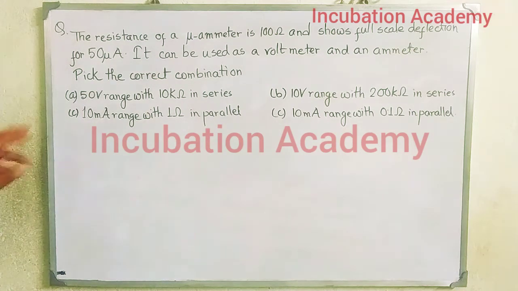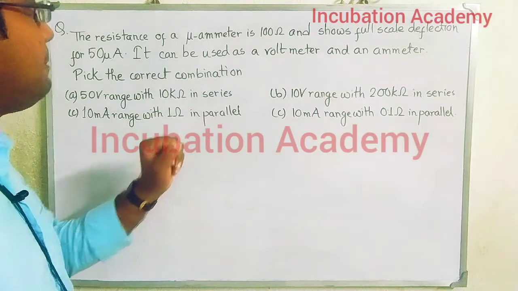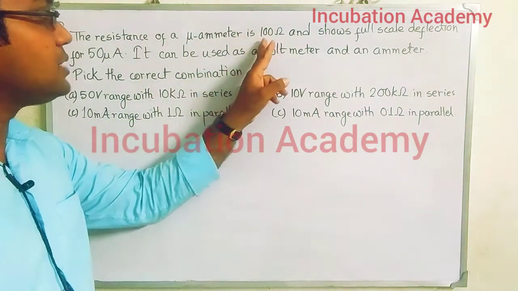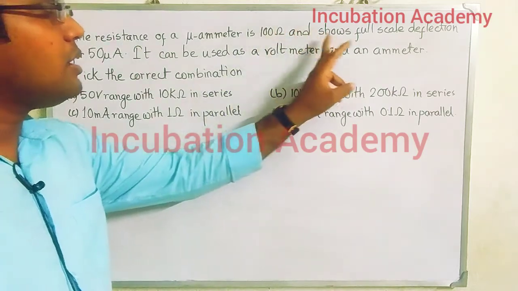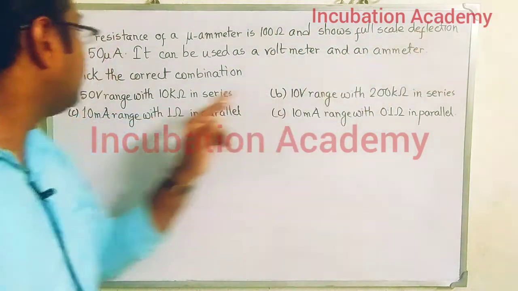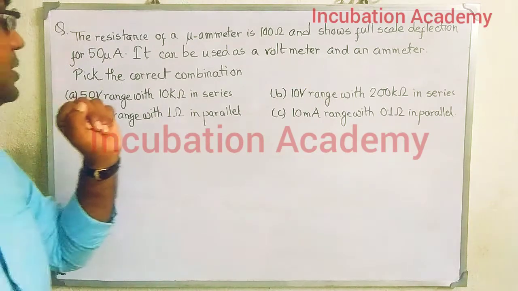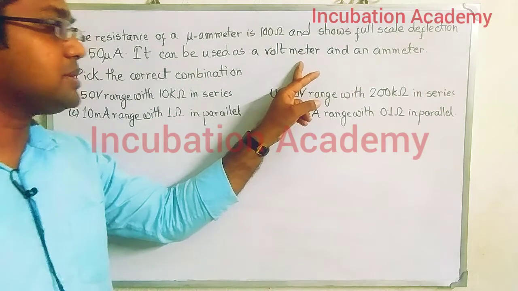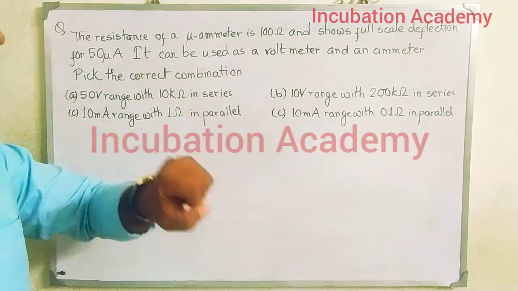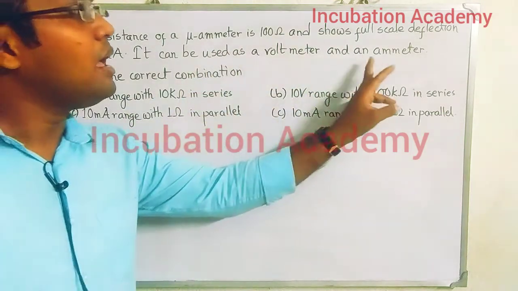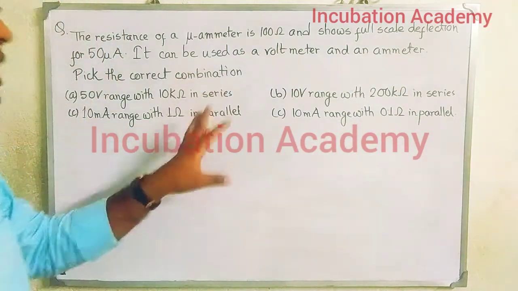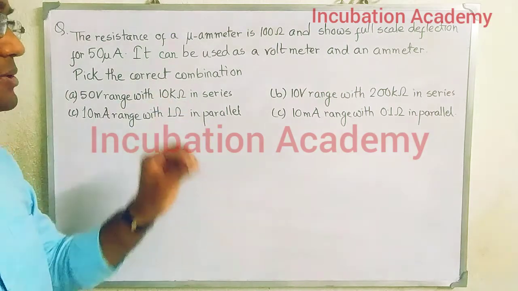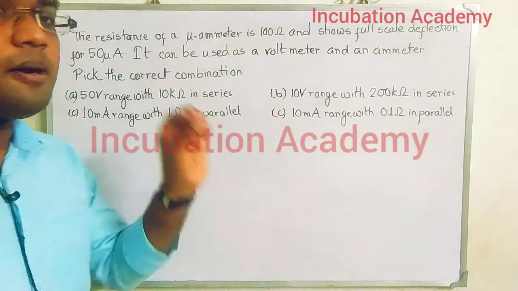Welcome all of you. A microammeter, that is, one whose range is in the microampere range, has a resistance of 100 ohm and shows a full scale deflection for 50 microampere. It can be used as a voltmeter by joining a high resistance in series, and it can also be used as an ammeter by joining a shunt resistance, a very small value of resistance, in parallel with it.